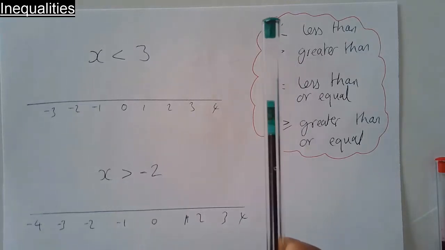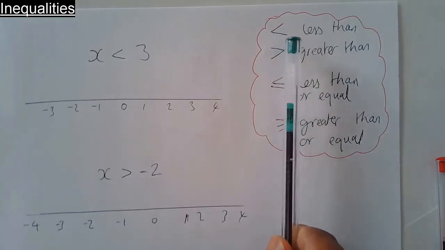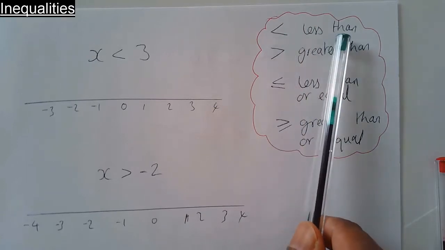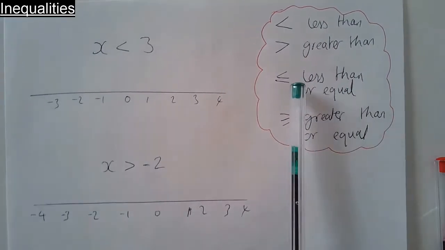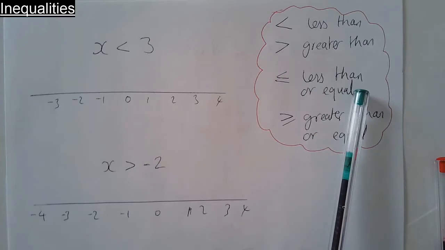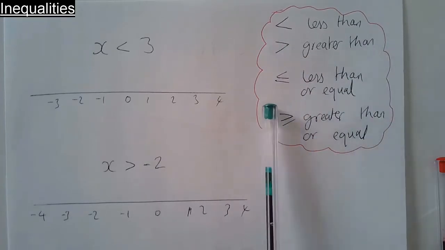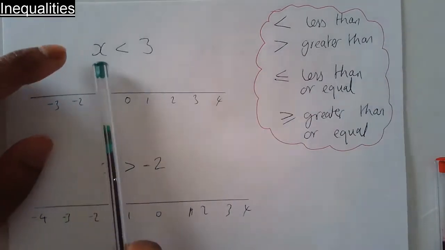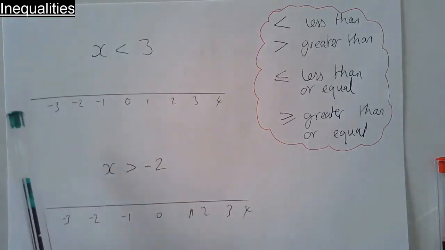First of all, you need to understand what these symbols represent. Less than, this one, less than or equal, greater than or equal. So this one is x less than 3, which I want to represent on this number line.